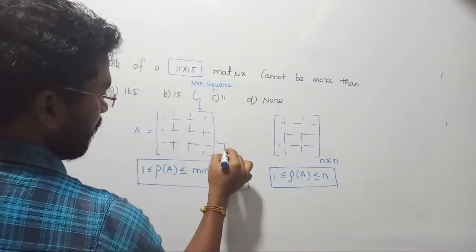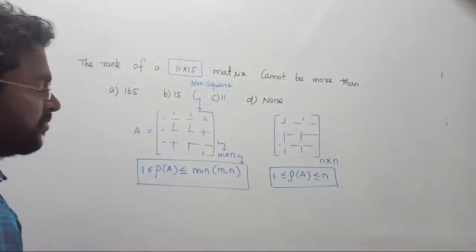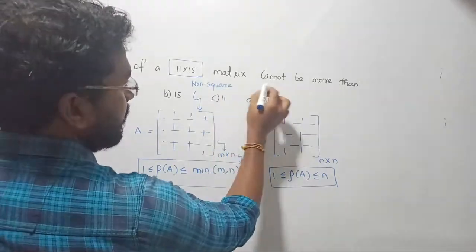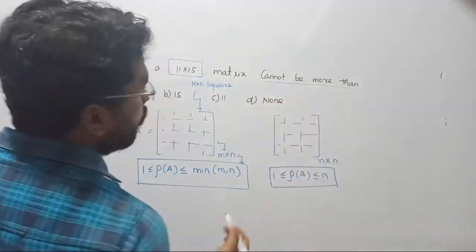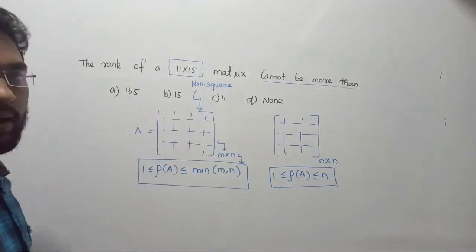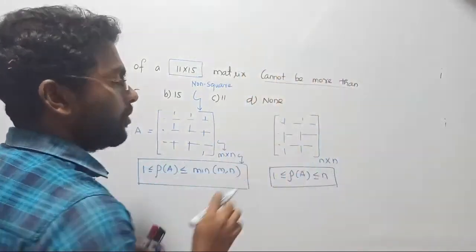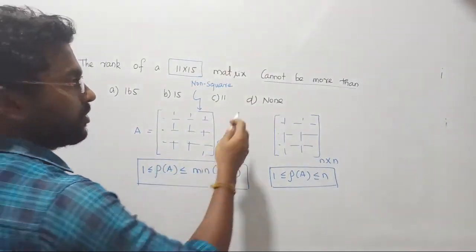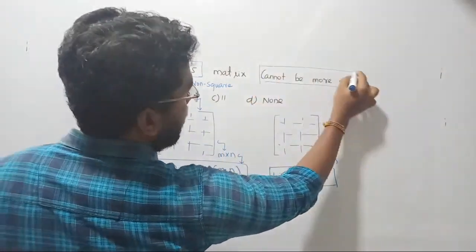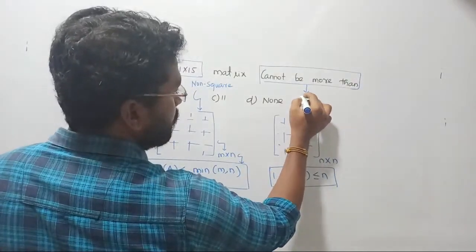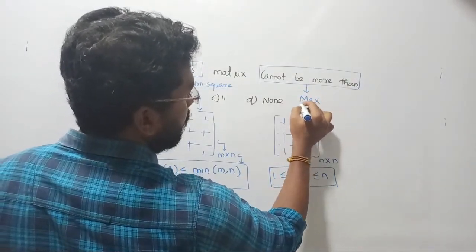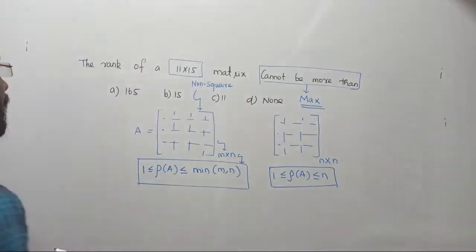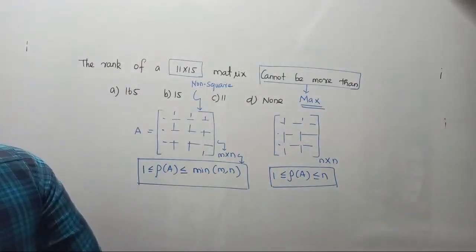You should travel within this condition. Clear? So what have they said? Cannot be more than means they are asking what the maximum value could be. What is the maximum rank? You should not go beyond that value; that is the question. From this statement, you are requested to find the maximum possibility of the rank. Clear? At least can anyone post the answer now?